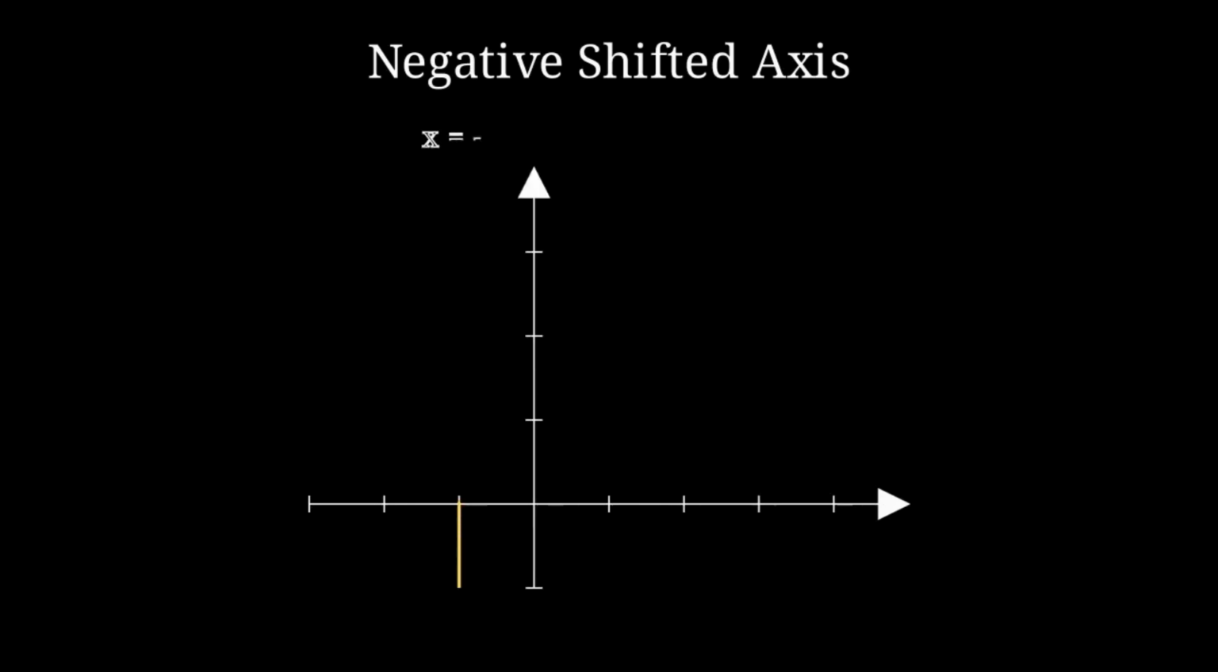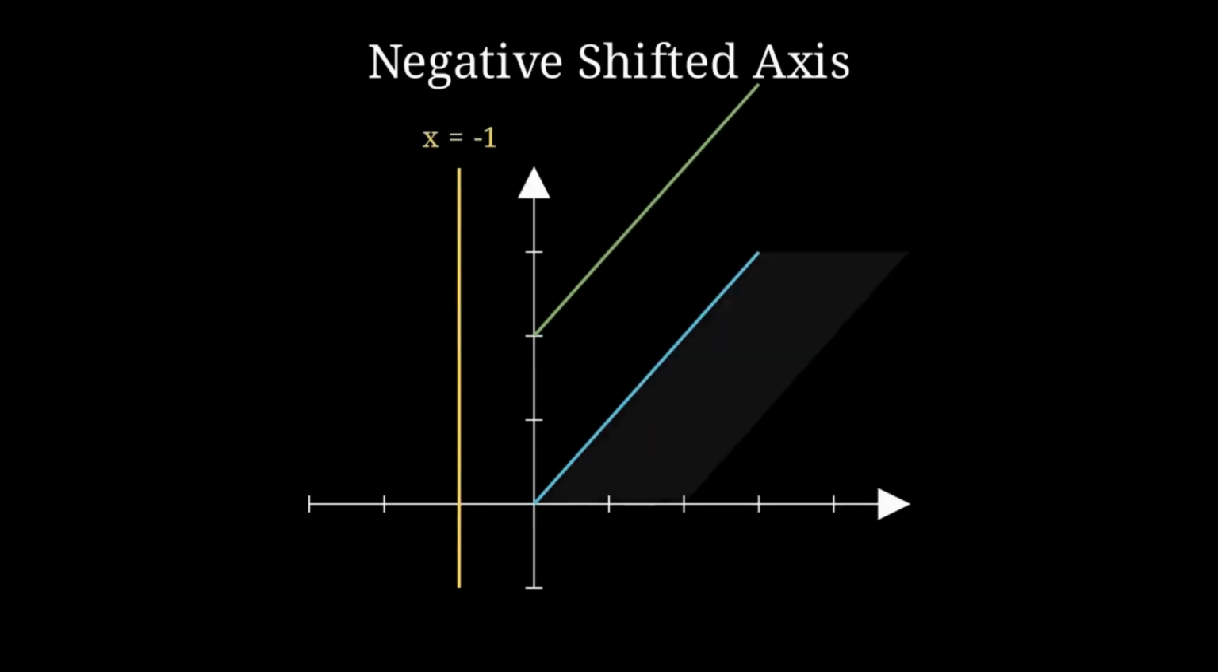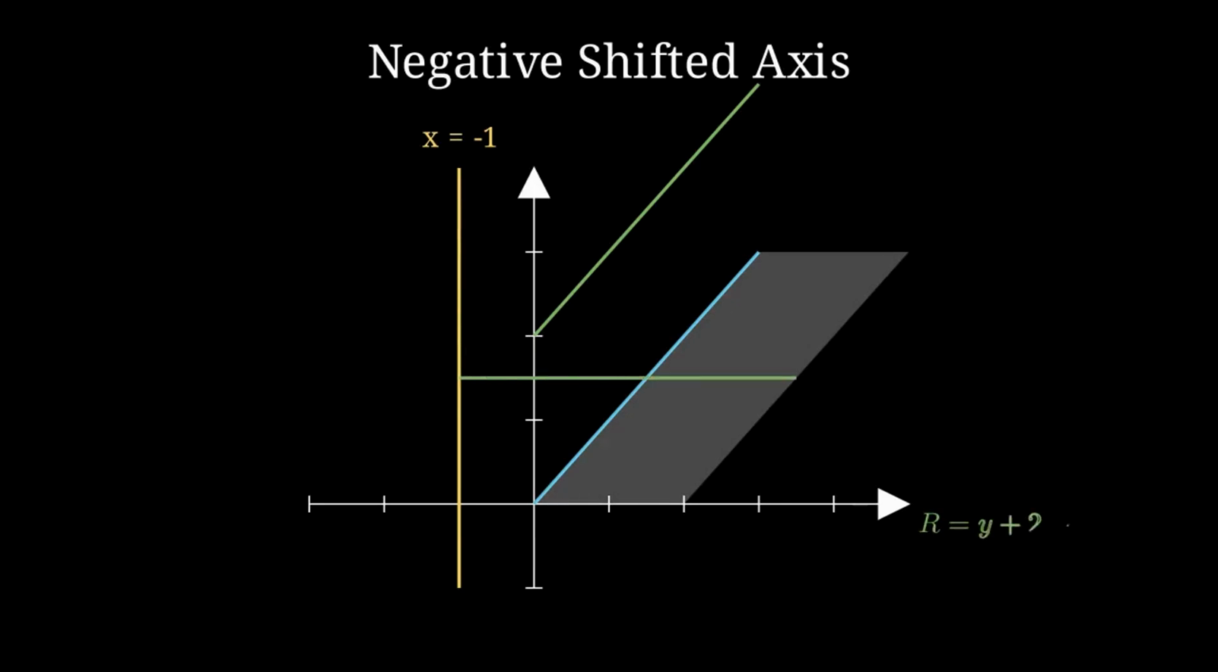Consider an axis to the left of the y-axis, like x equals negative 1. To find the radius, we still use right minus left. If our curve is x equals y, the distance is y minus negative 1, which becomes y plus 1. Don't be intimidated by negative coordinates, the geometry of distance always uses subtraction.